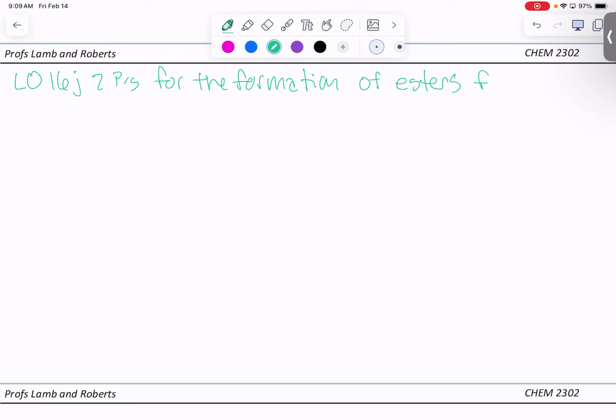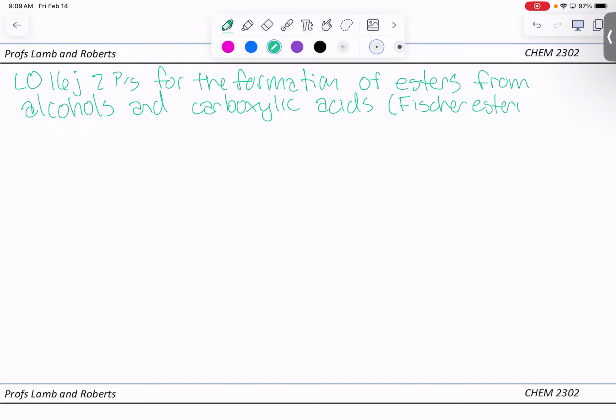We're going to make esters from alcohols and carboxylic acids. So this reaction is sometimes called the Fischer esterification. I, as you know, prefer describing it based on what's going on. If you're following along in your book, this is 16.8.